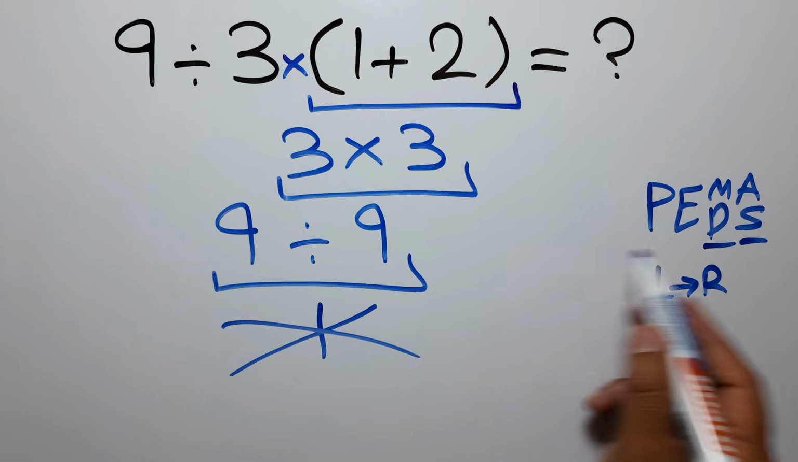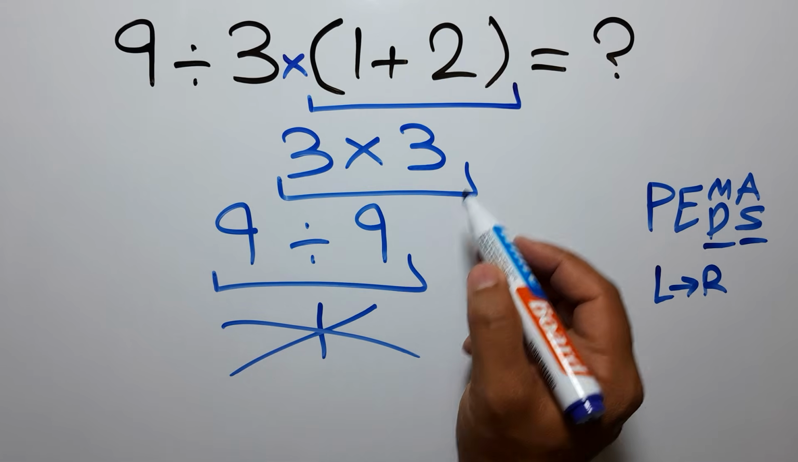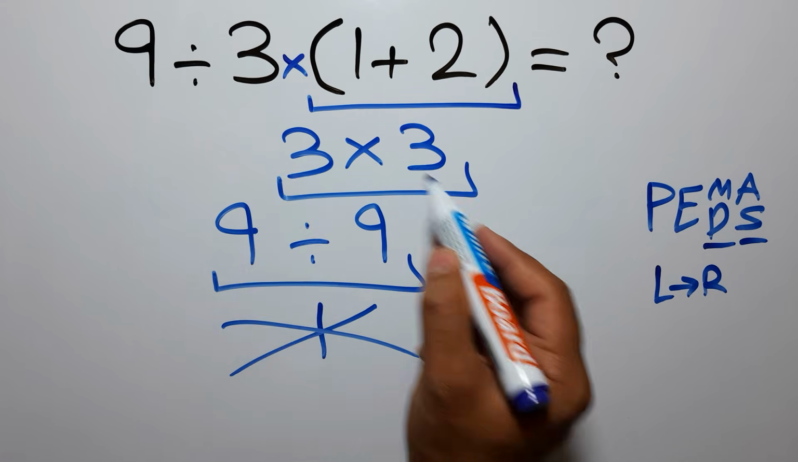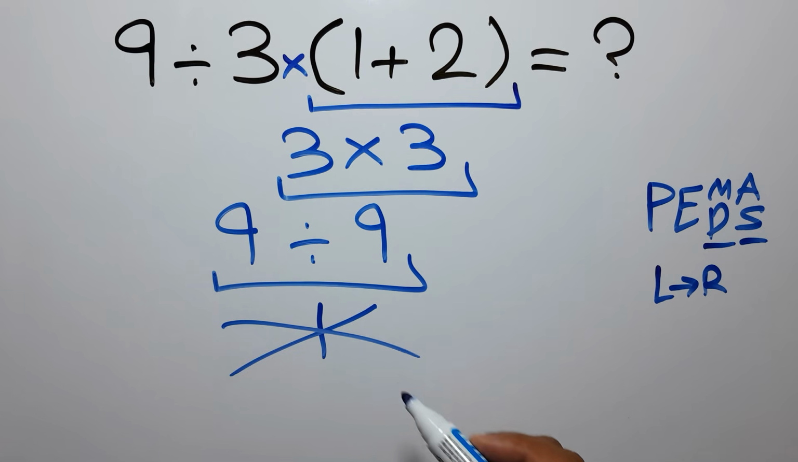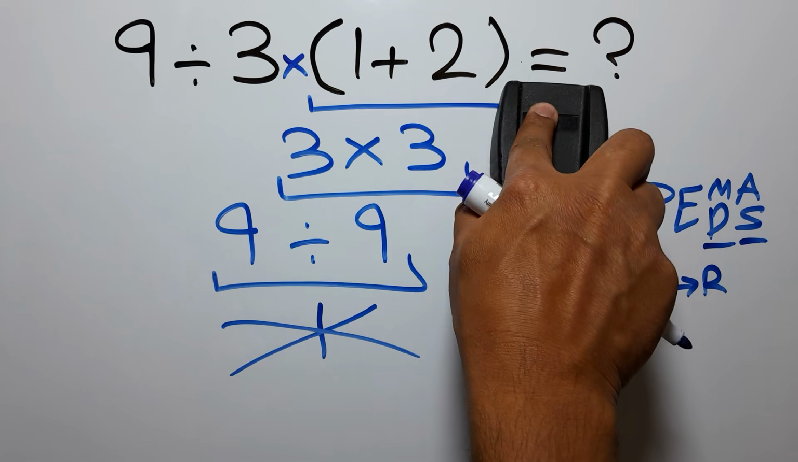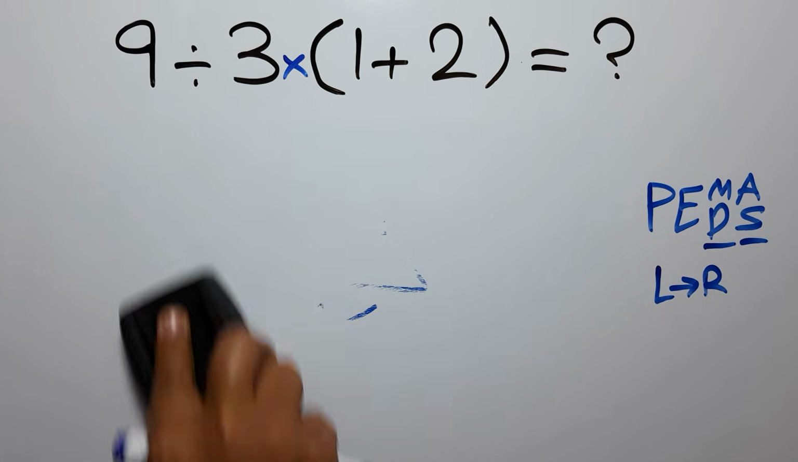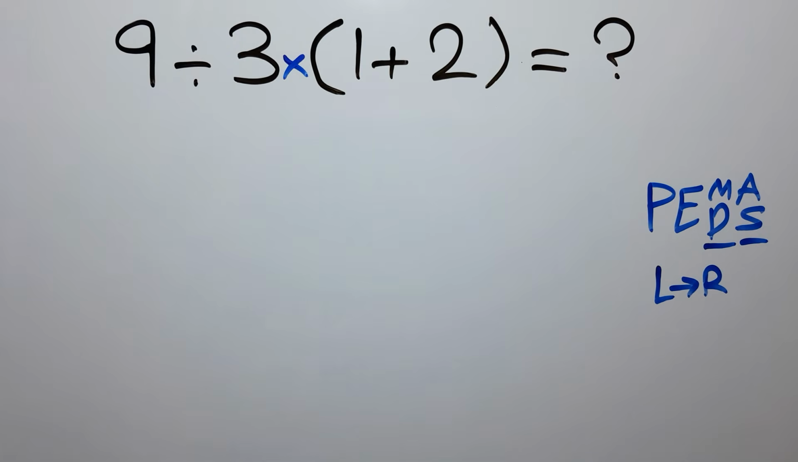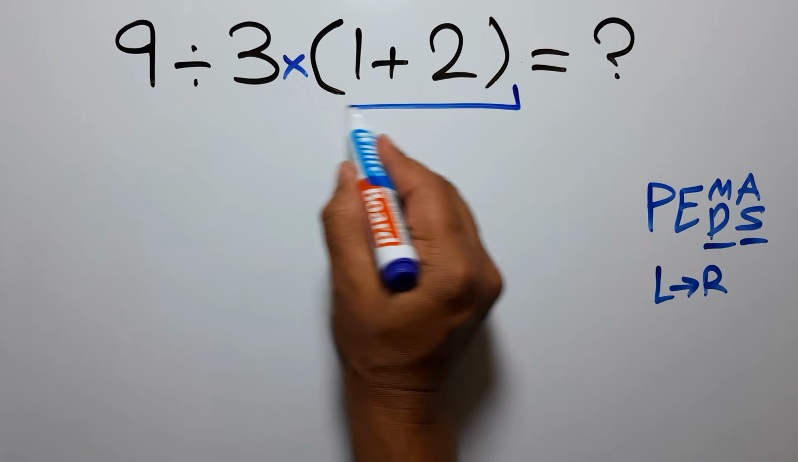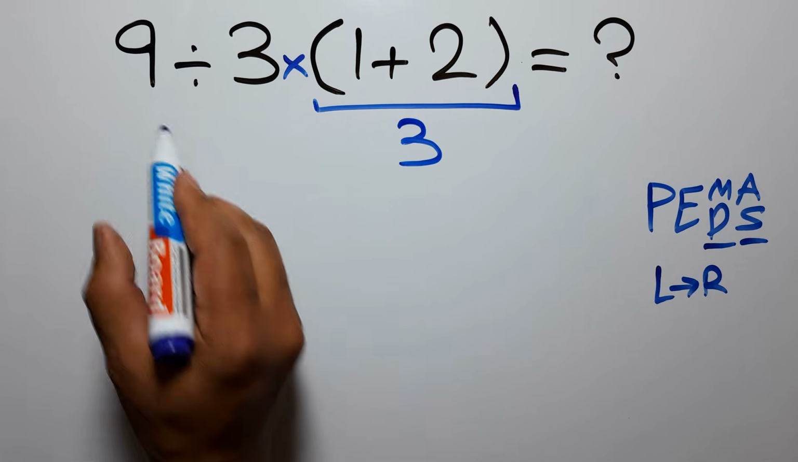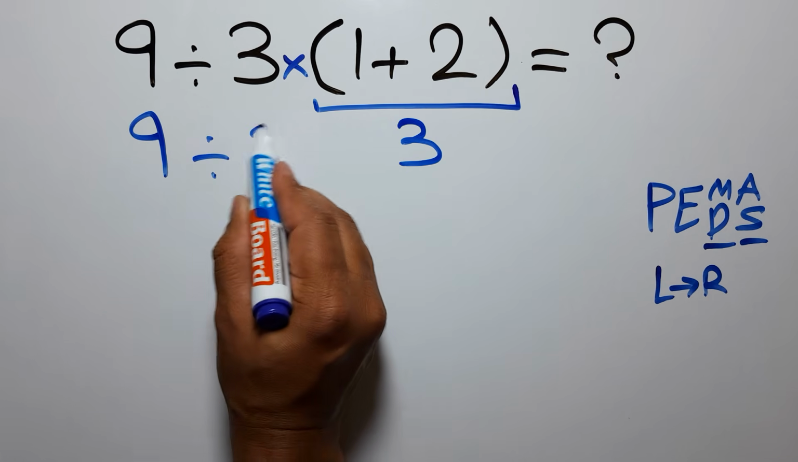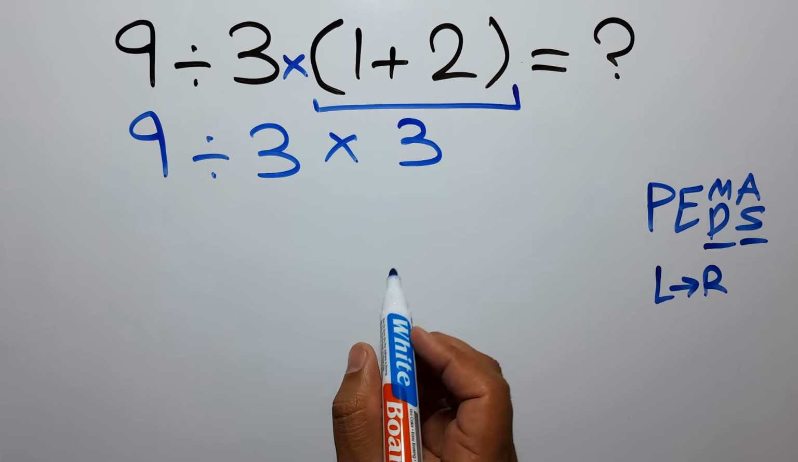Okay, so according to PEMDAS, first we have to do this parentheses. Then this division and finally this multiplication. If we do this multiplication before this division, it is wrong. So first we have to do this parentheses. Inside this parentheses we have 1 plus 2 which equals 3. So we have 9 divided by 3 then times 3.